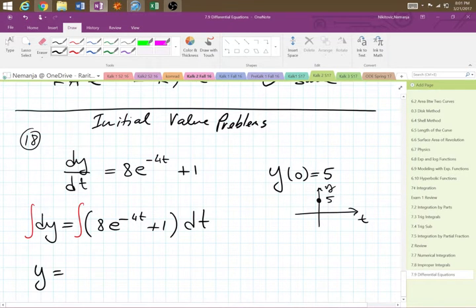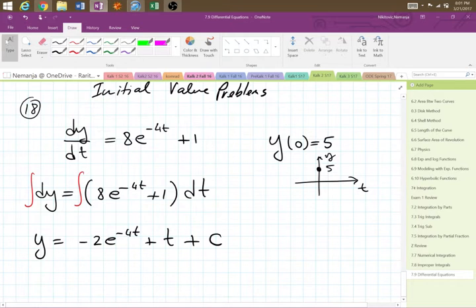Y on the left-hand side is equal to, integrate the right-hand side. Anyone? Very good. What is e raised to power 2? Negative 4? 4, right? 4, yeah. So when you integrate e to the negative 4t, you will get e to the negative 4t divided by negative 4. 8 divided by negative 4 is negative 2. Integral of 1 is t, and then you have plus c.